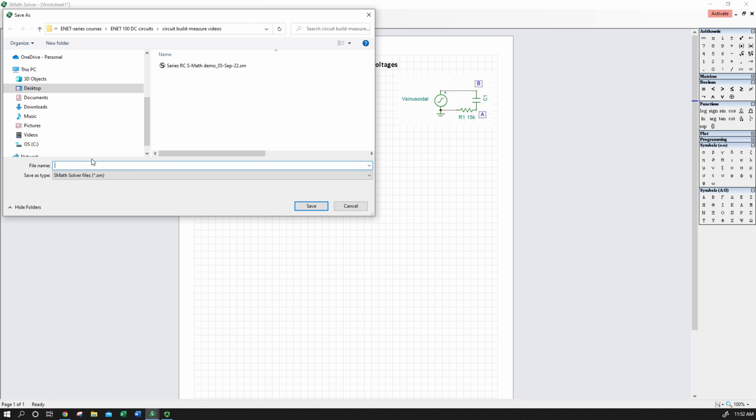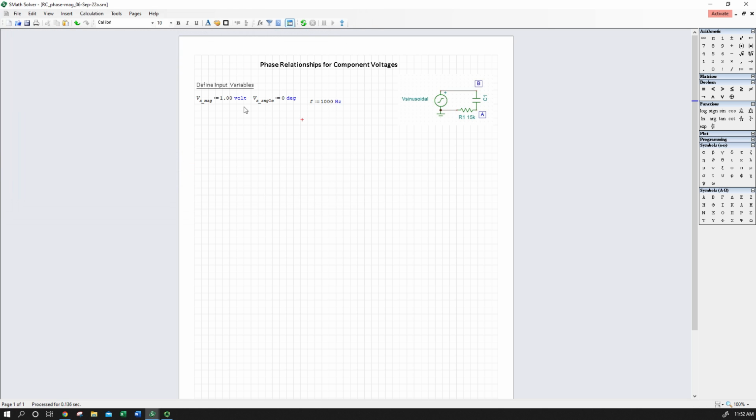SMath, or how about we go RC, phase, mag, and I'm going to put today's date, which happens to be September 6th, 2022, and I'm going to index it, A, and we're going to keep going there. This is called incremental saving. So as I keep adding more things, I'm going to index that number up. So if anything crashes, if there's a problem, I will have had at least my last version saved.